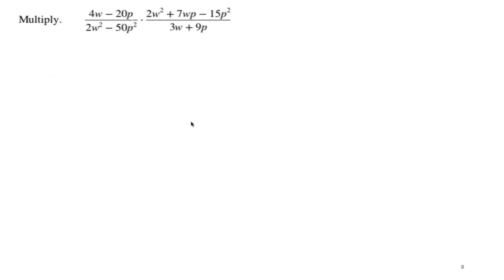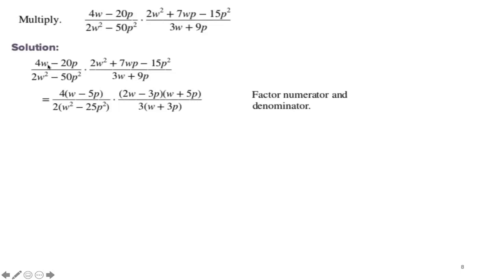This one's a little more complicated, but it's the same idea. We just have to factor everything and then try to cancel. Again, on top here, I factor out the 4. That's the greatest common factor. And then at the bottom here, take out a 2. And then on top here, this is one of those quadratics that we talked about earlier, factoring quadratics. You can use either the AC method or trial and error, but you get 2w times w is 2w squared, and then this is minus 15p squared, so this is minus 3p plus 5p. And again, you can check that if you cross multiply, you get the positive 7wp.